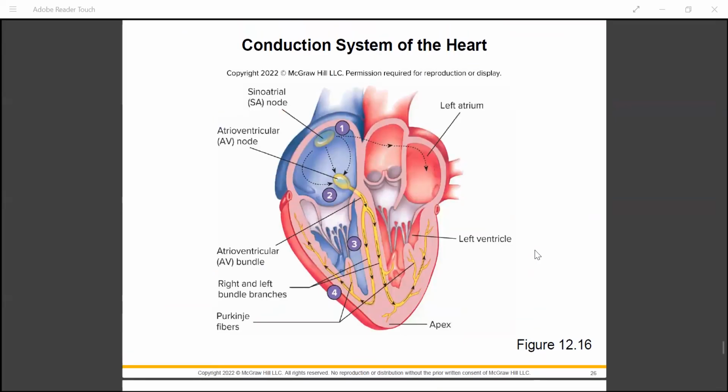So just a kind of quick run through this again. We have our SA node, that's our primary pacemaker, going to beat 60 to 100 beats per minute. That sends its signal to the AV node. We have right and left bundle branches that carry it down, and then to the Purkinje fibers. And sometimes you'll see these bundle branches referred to as the bundle of His. And so my way to remember this pathway in school was always save his perk. So save, SA AV, his, the bundles of His, and perk for Purkinje fibers. So hopefully that helps somebody.